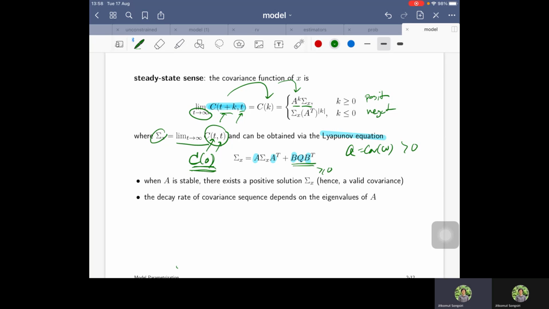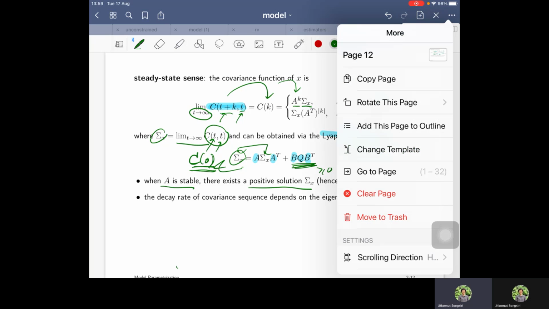The Lyapunov equation is very famous, well-known, and has a wide range of applications in linear control system theory. Let me state the result of the Lyapunov equation: if you have this term positive semi-definite, and if A is stable, when you solve this matrix equation for sigma X, there exists a positive solution. And that's a nice result, and a valid one, because you also aim for a positive solution sigma, because this sigma represents the covariance function at time 0. It's actually the covariance matrix of the process X.